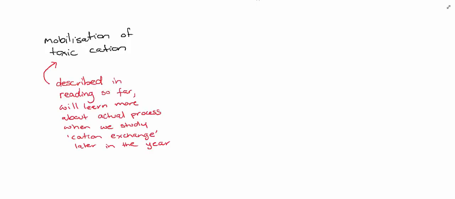The other situation that you need to be able to describe is how acid rain can cause the mobilization of toxic cations in soils. There aren't specific equations that you need to know for this to help aid that description at this point. So in your reading, you would have learnt about the situation in which cations are mobilized, but the actual chemical process that occurs, you don't need to worry about too much right now, but you will learn more about that later in the year when we study cation exchange. So when we get to that point, it's important that you make a connection back to acid rain.